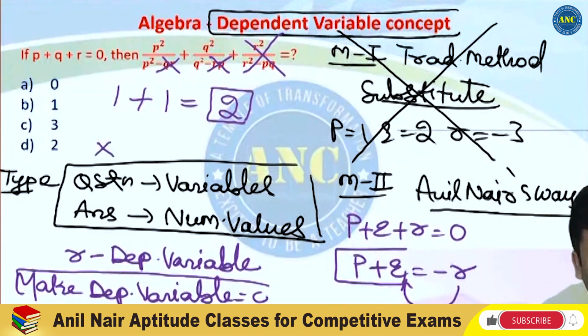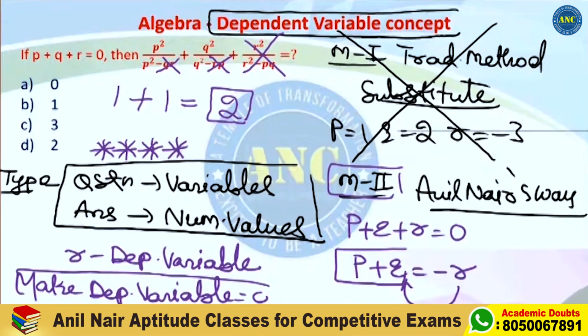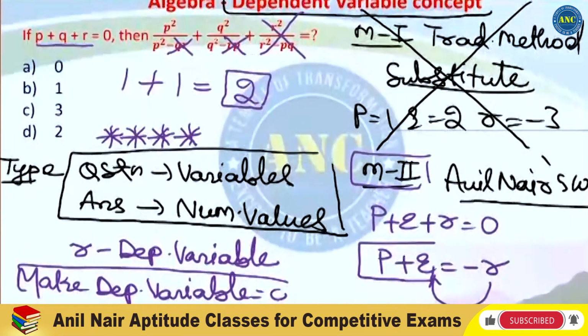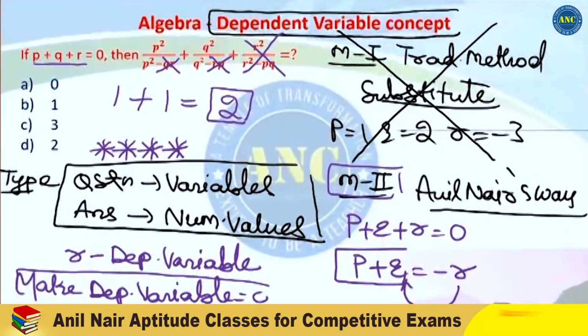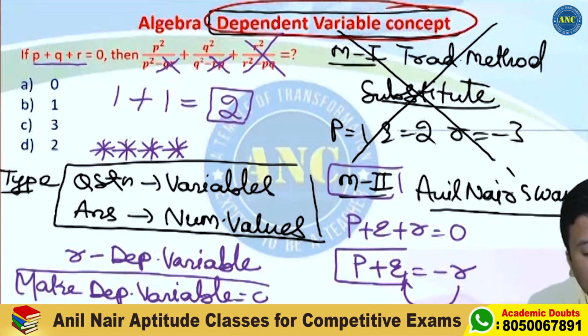For the type where the question contains variables and the answer contains numerical values, you can use this concept. What is method number 2? Find out which is the dependent variable and substitute it. P plus Q plus R is 0, so P plus Q is equal to minus R. R is a dependent variable. Make the dependent variable 0.